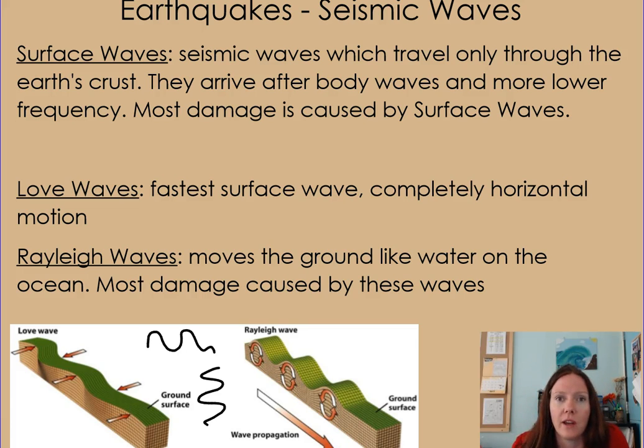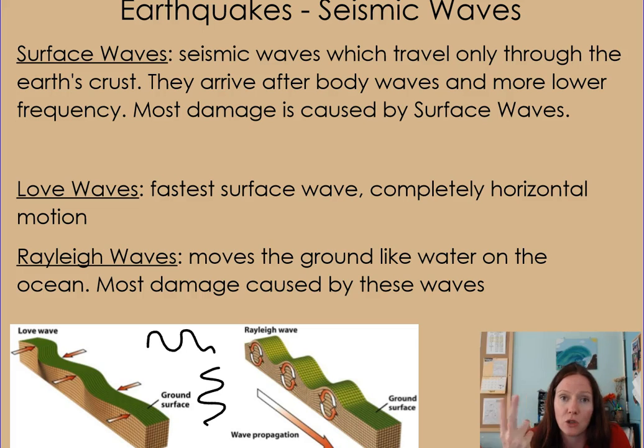The other category of seismic waves are called surface waves. The surface waves come from the fact that they can only travel along the Earth's crust, right along the surface of the Earth, which causes them to be the most damaging and destructive of the earthquake seismic waves. So they generally arrive after the body waves. You get P waves, S waves, and then the surface waves show up. And like I said, most of the damage actually occurs because of these waves.